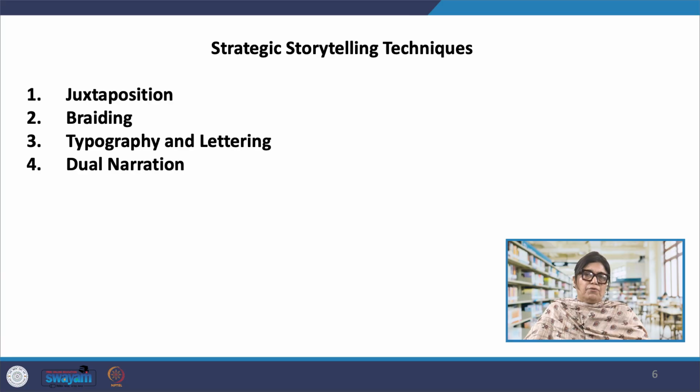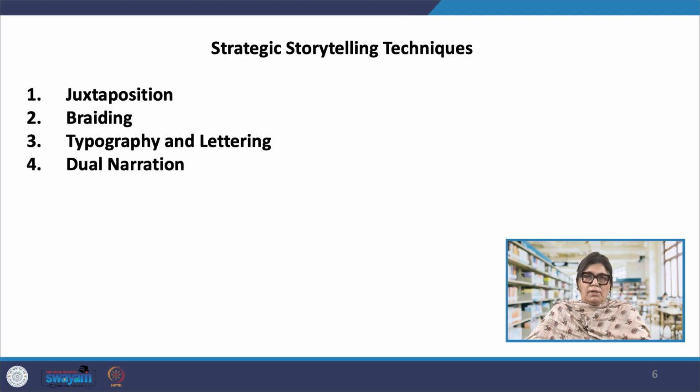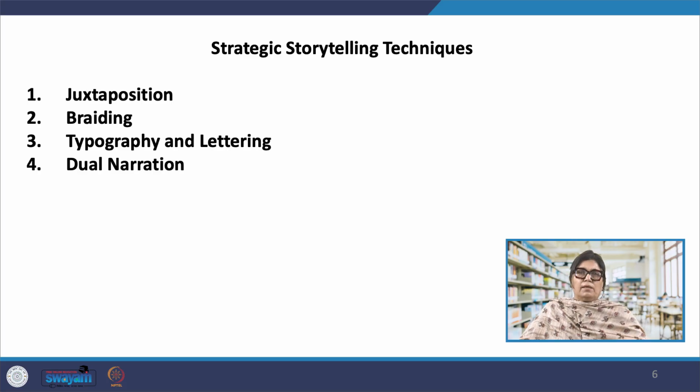If we talk of strategic storytelling techniques, the first is juxtaposition, placing words and images side by side to create resonance or distance, allowing readers to decide which element to focus on first. Braiding, integrating visual threads into a traditional text essay format or vice versa to add layers of symbolism and metaphor. Typography and lettering. The physical appearance of the text, font, size, style carries its own visual meaning, conveying a character's voice, emotion, or social standing.